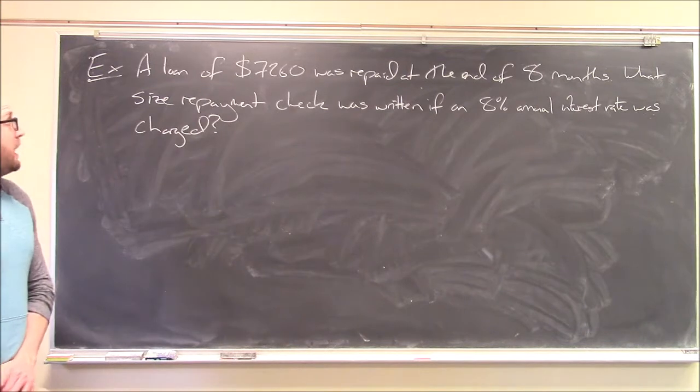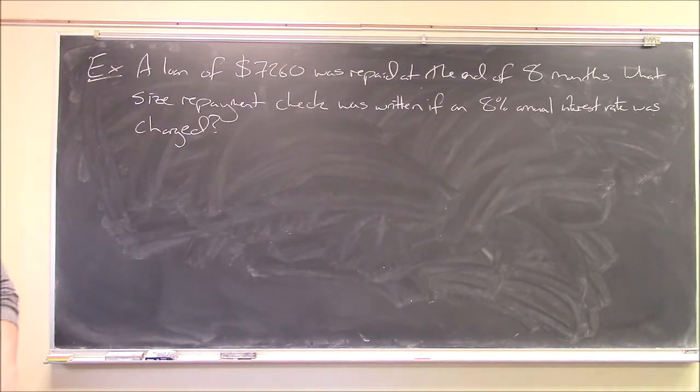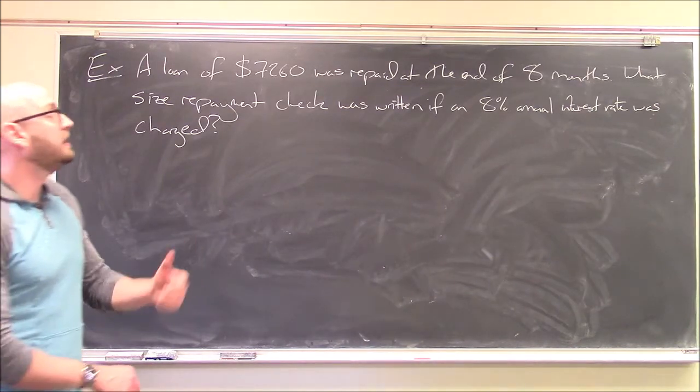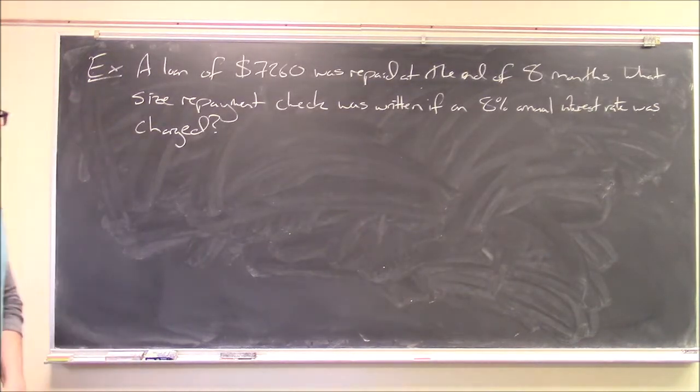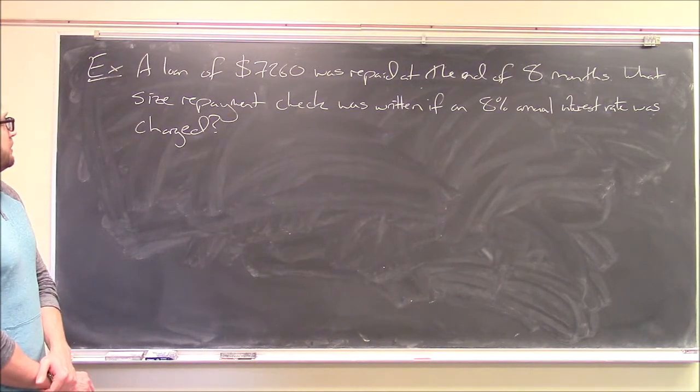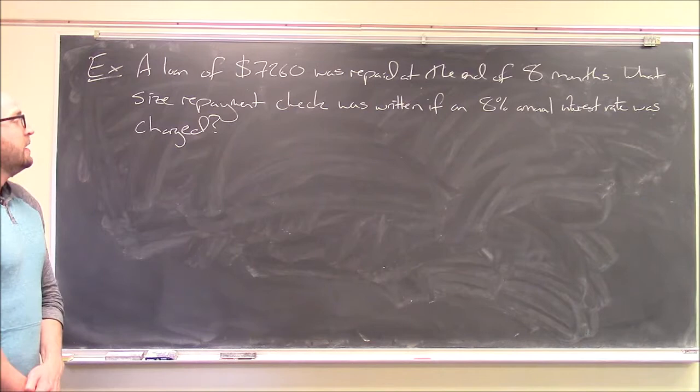All right, so the first of our last 2 examples is the following. A loan of $7,260 was repaid at the end of 8 months. The question is, what size repayment check was written if an 8% annual interest rate was charged? So what are we given?